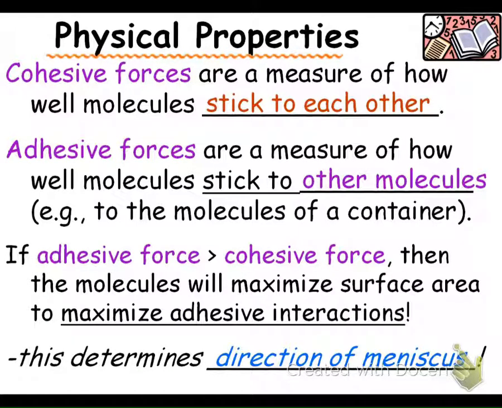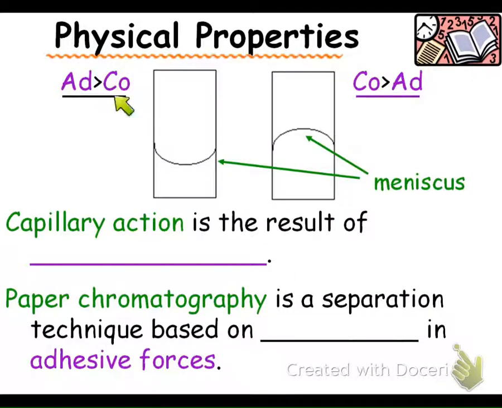And this actually helps us determine the direction of the meniscus. And so we can look at different meniscuses and be able to predict adhesive and cohesive forces and which one is greater. So if adhesion is greater than cohesion, the meniscus will look like this. So hopefully you're thinking, okay, in water, obviously adhesion is greater than cohesion. If cohesion is greater than adhesion, then the meniscus will look like this. And that's an example of when we used mercury in thermometers, where it would kind of bubble up like that.